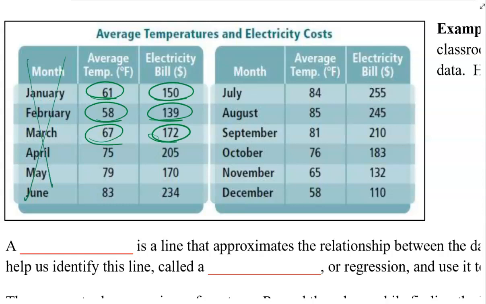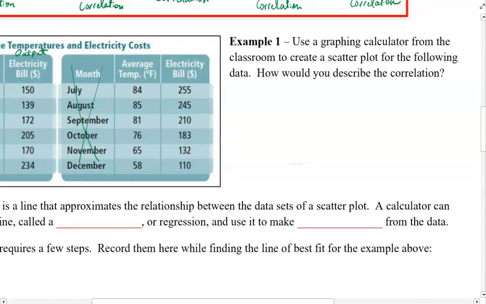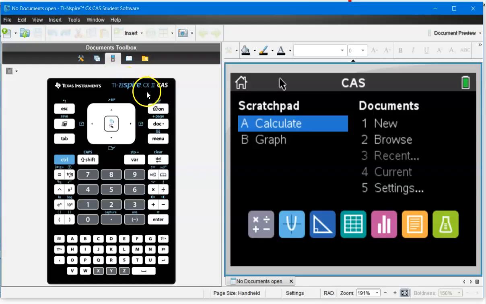So I'm going to ignore the names of the months as far as inputs and outputs go, and I'm going to treat my average temperature as an input value, and I'm going to call the electricity bill the output value. So we have ourselves domain and range components, and it looks like 12 months of data, so these two tables actually go together as one. So we're going to use a graphing calculator from our classroom or installed on your computer to create the scatter plot, and I'm going to show that to you right now. So in just a few quick moments, we can actually take the data from our paperwork here and place them into the calculator.